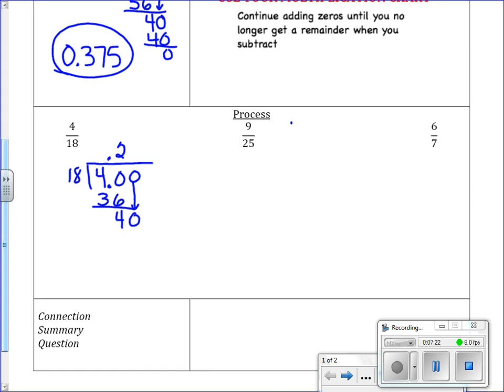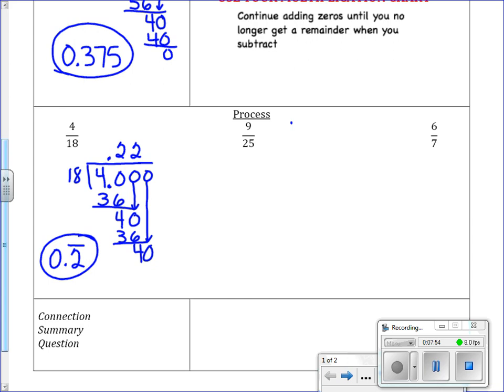It's another 40. Well, I know that it's going to be 2 again, and I have 2 times 18, 36, another 4. Well, it looks like this is going to be a repeating decimal. I can keep doing this over and over again, and I'm still going to end up with 2. It's going to be 0.22222. So my answer is going to be 0.2 repeating. That's my answer.